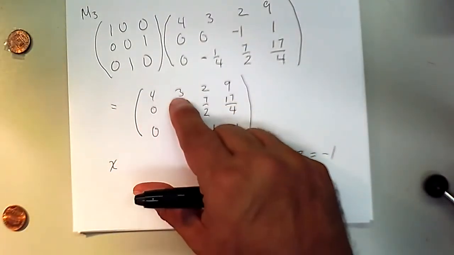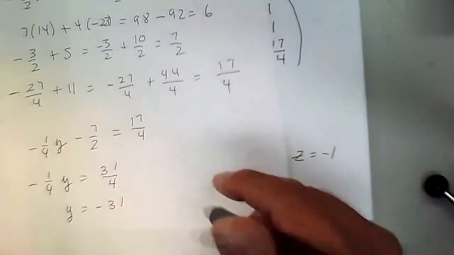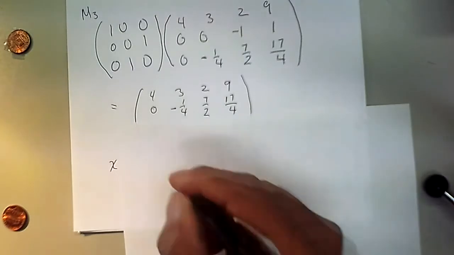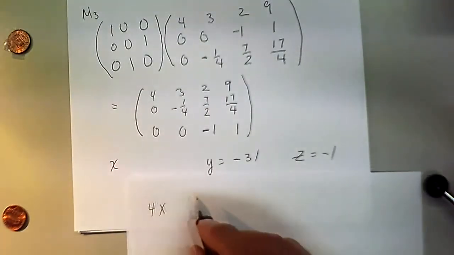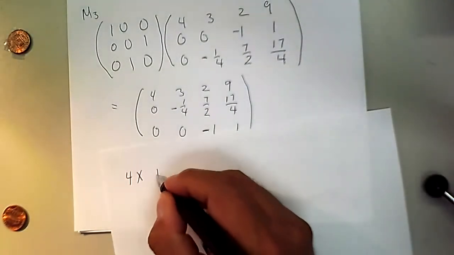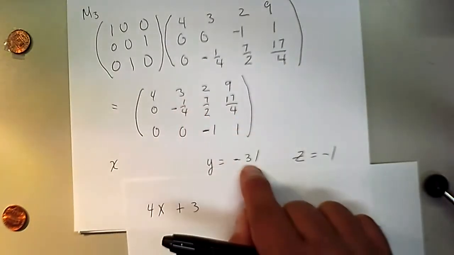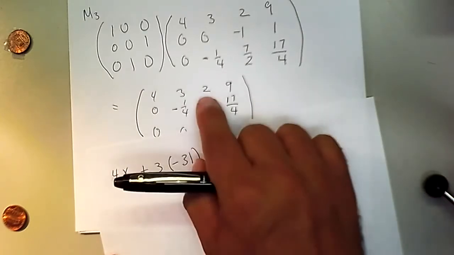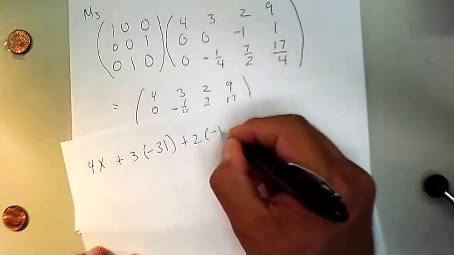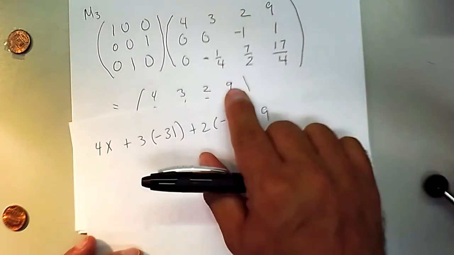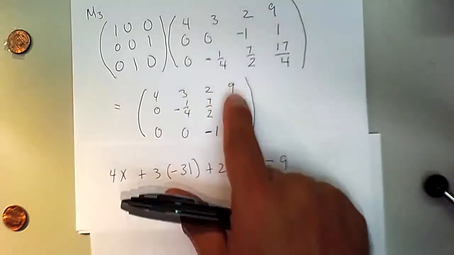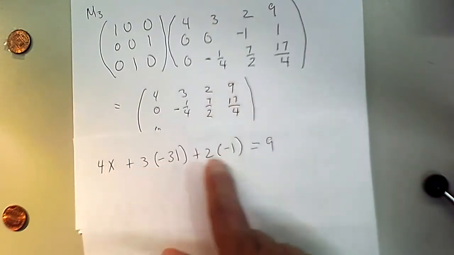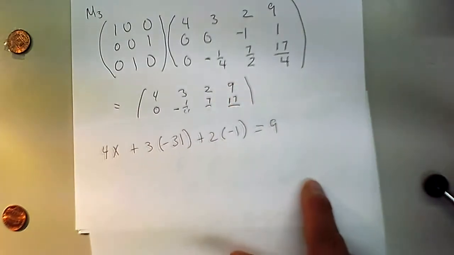So 4x plus, let's write that down here. I'm running out of space. I'm going to use the back of this page. Okay, so 4x plus 3 times -31 plus 2 times -1 has to be equal to 9. Now, again, this is the column of the constants that go on the other side of the equation. So we understand that, and that's how I can tell that's the guy that goes on the other side.